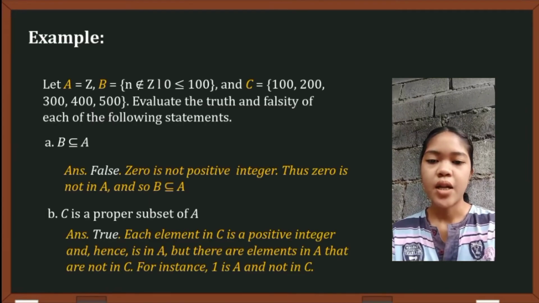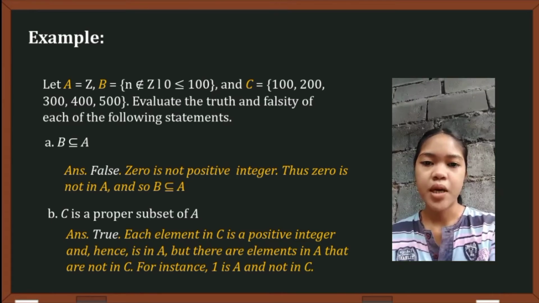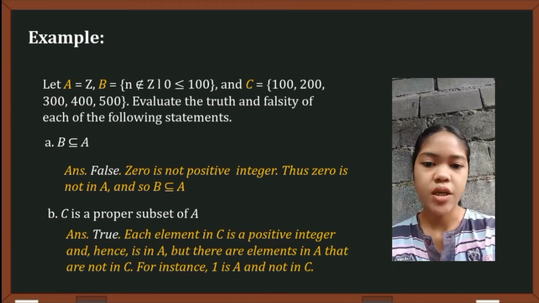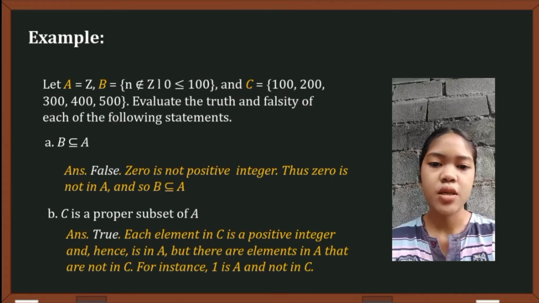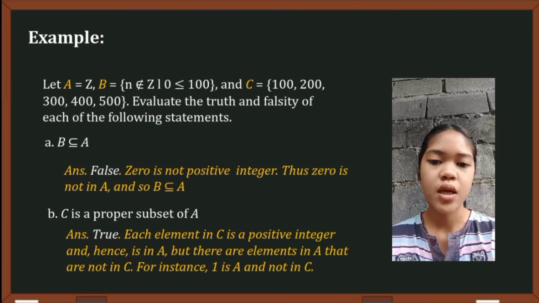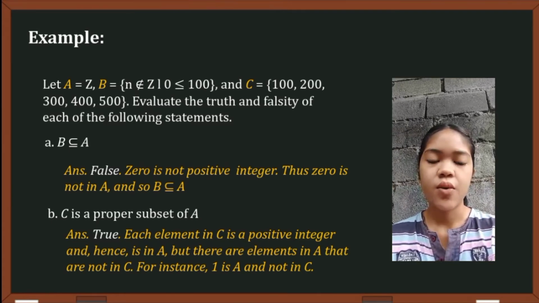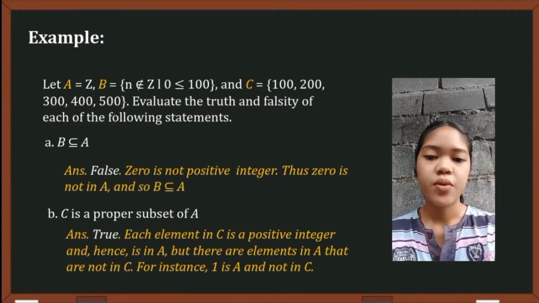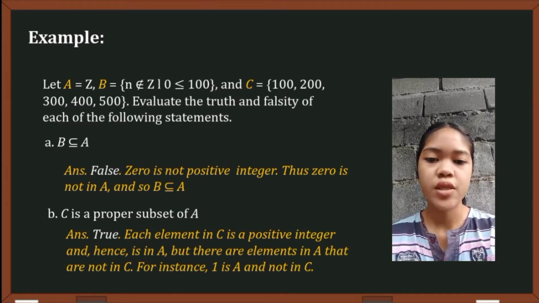Example, let A equal Z plus, B is equal to, open parenthesis, X that does not belong to Z plus, 10 less than or equal to X less than or equal to 100, close parenthesis, and C is equal to, open parenthesis, 100, 200, 300, 400, 500, close parenthesis. Huwag natin kakalimutan ang open and close parenthesis. I-evaluate natin ang truth and falsity of each of the following statements.